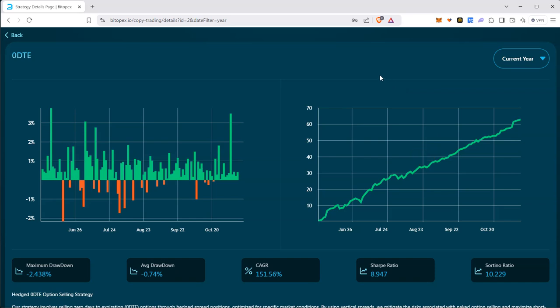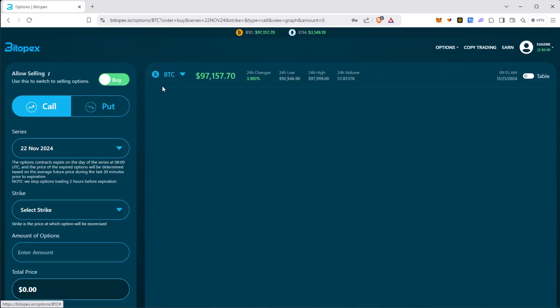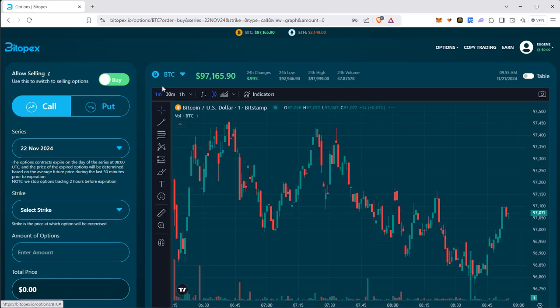So let me go to options Bitcoin, right? So we are here on Bitopex.io. That's a trading platform for crypto options. Currently you can trade Bitcoin and Ethereum, but in future, actually very soon, you will be able to trade Solana as well. So that's a trading platform like Deribit, like Binance, like Bybit, right? So what you can do here, you can buy a call and you can buy a put.